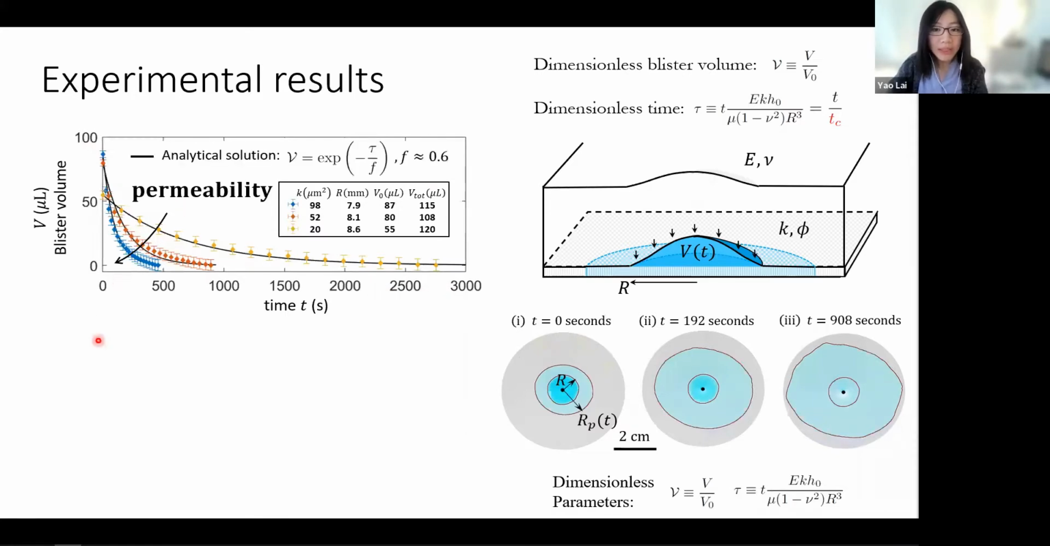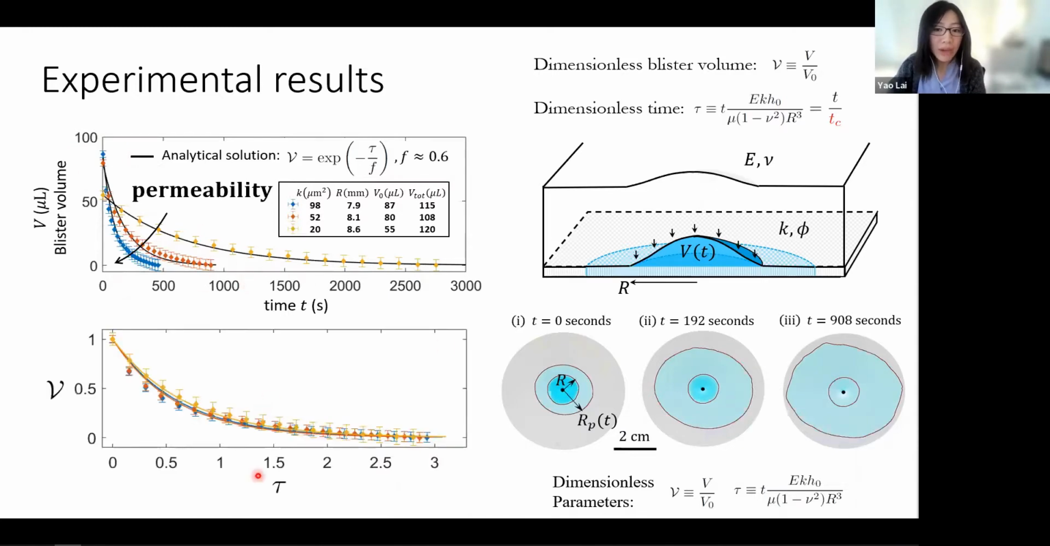So we found that the exponential solution agrees well with the experiment with just 1 fitting parameter. And after rescaling the data with the characteristic time and characteristic volume, the data for 3 different permeabilities collapse onto our universal curve. And that demonstrates the success of our scaling in capturing the relationship between the relaxation time and the permeability.